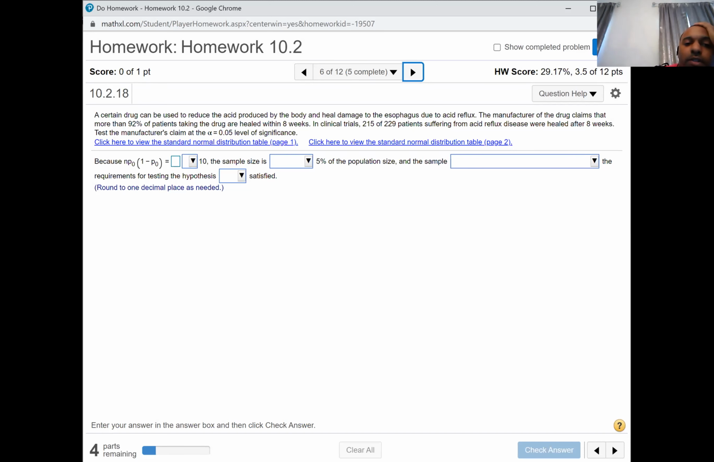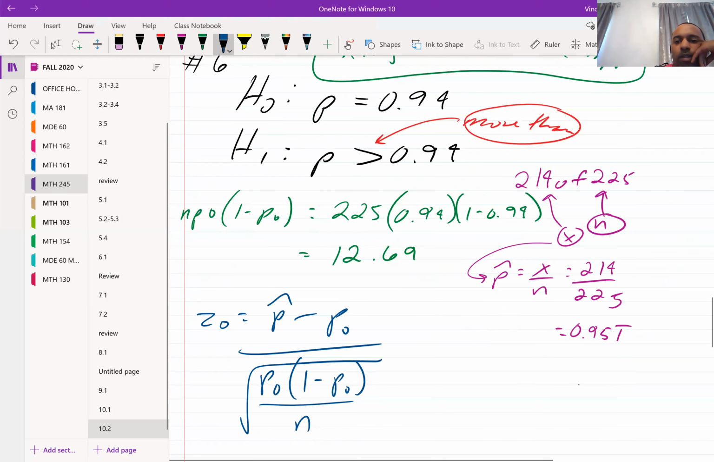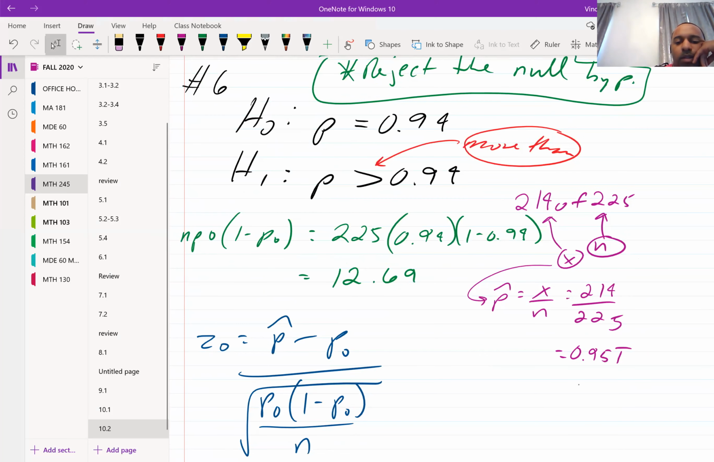Okay, so first thing we would do is notice it says they want you to test that. We can do hypothesis testing by doing n times p naught times 1 minus p naught. I believe all my numbers are different, but we still walk through the process. All right, let me go back. So they have 92, I had 94%. But the test is still the same.